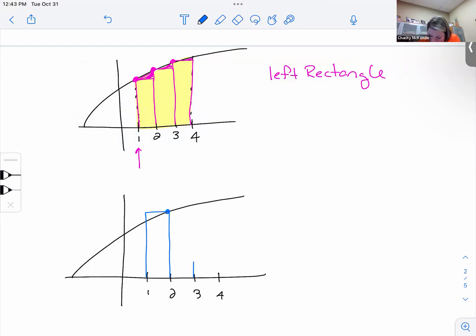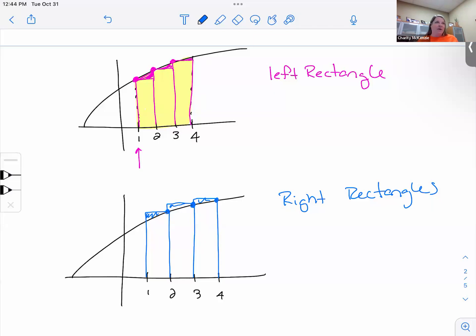Okay, and then I would continue that pattern. Second one, over, up the second one and over. And can you see that this is an overestimate because it has these little pieces here, right? So these are right rectangles. And when it's increasing, it is an overestimate. Right rectangles aren't always going to be an overestimate, because if it's a decreasing graph, then it's an underestimate. They switch. So for an increasing graph, left is under, right is over.